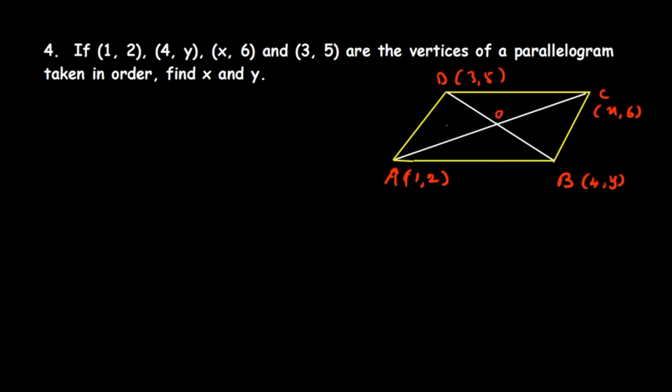They bisect each other at O. What is the meaning of diagonals bisecting each other? That means the midpoint of AC is equal to the midpoint of BD, because the diagonals are AC and BD. The midpoint of AC is O, similarly the midpoint of BD is O. So first we write, in a parallelogram, the diagonals bisect each other.